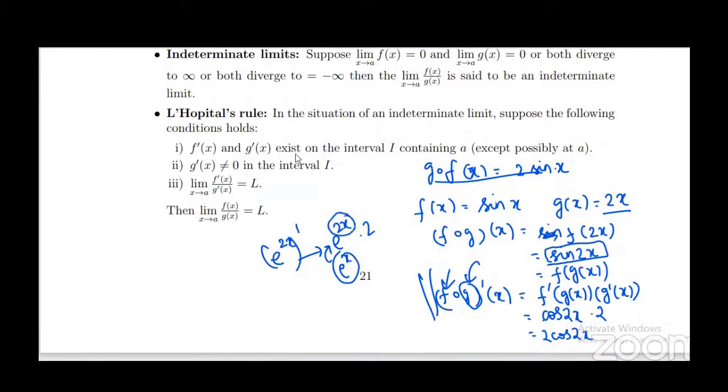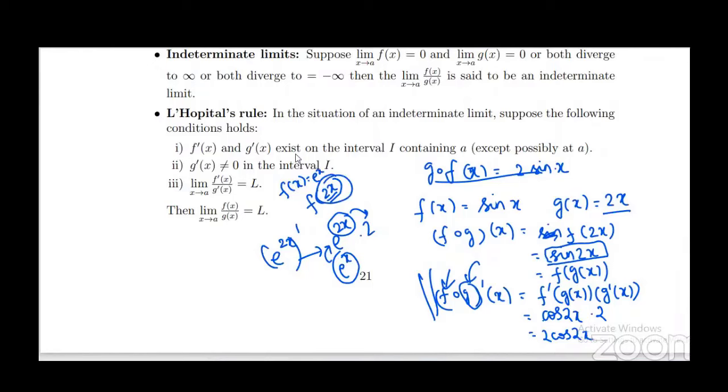And then whatever is in the power needs to be differentiated again. So this is like f of g of x. 2x is g of x, and f of x is nothing but e power x. So this 2x needs to be differentiated again.